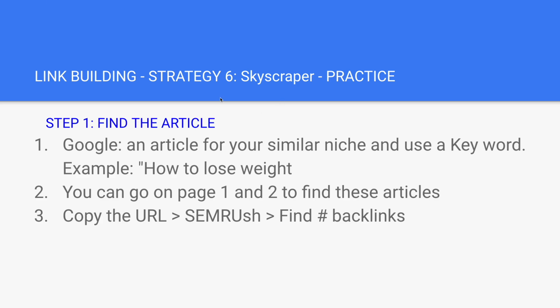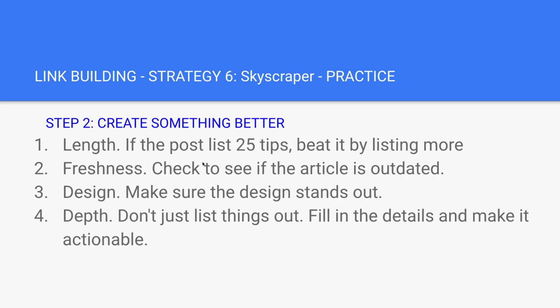So as I explained to you already, this is only the step-by-step. Find an article of your similar niche and use a keyword, for example, how to lose weight. You can go to page 1 or 2 to find these articles. Then you go on SEMrush to find how many backlinks that site has. And then you create a better piece so you can offer it to that website.